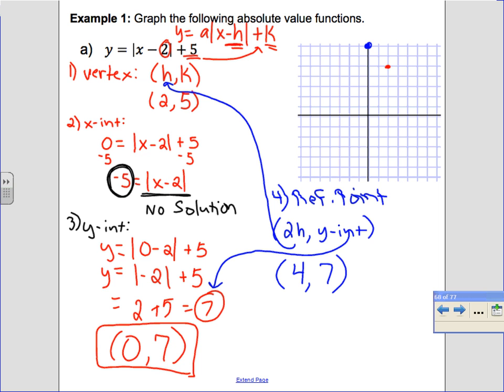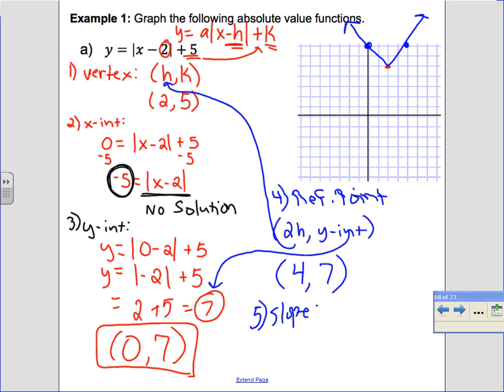Remember, since the absolute value function is symmetrical, it's going to be the same on both sides. So go over 4: 1, 2, 3, 4, up 7: 1, 2, 3, 4, 5, 6, 7. So up here is our reflection point. I'm going to connect these, but we're still going to talk about slope. There's our absolute value function.